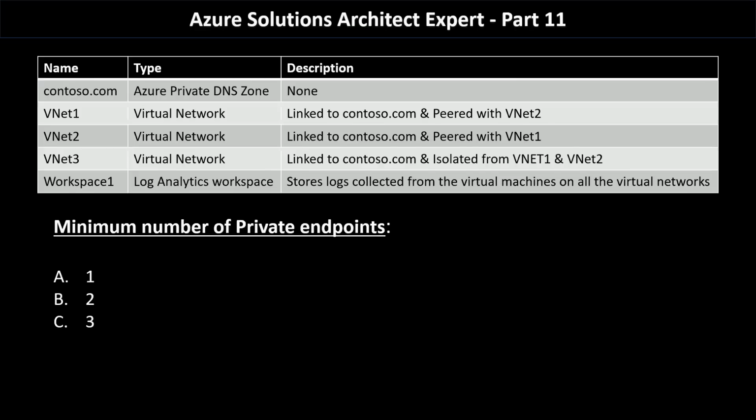Now, the next part of the question talks about the minimum number of private endpoints. Again, your options are 1, 2, or 3. You will need a total of 2 private endpoints, 1 private endpoint for VNet1 and VNet2 since they are paired, and 1 private endpoint for VNet3 since it is an isolated one.